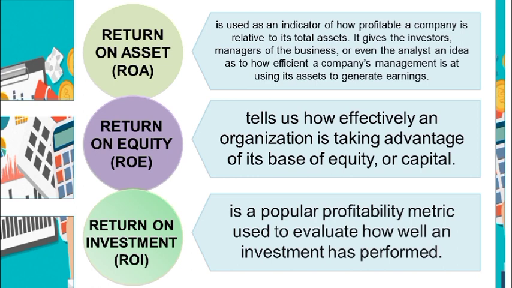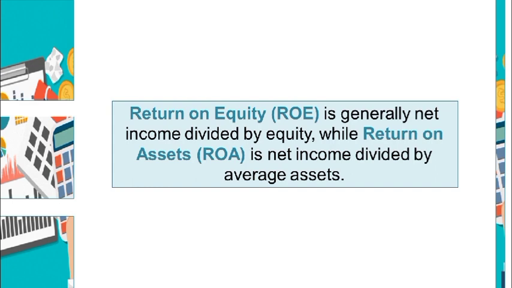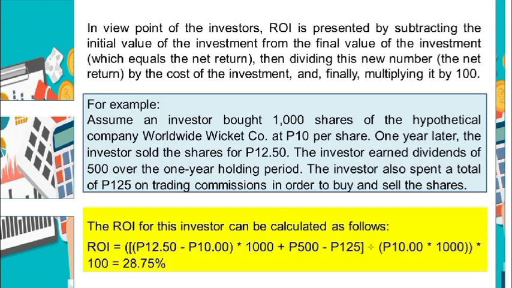On the other hand, return on equity has something to do with the shareholders' capital or investments, right? So ROE tells us how effectively an organization is taking advantage of its base of equity or capital. Return on equity is generally the net income divided by equity, while the return on assets is the net income divided by the average assets. So there you have it. Let's move on to return on investment.